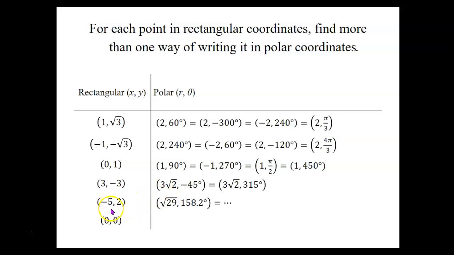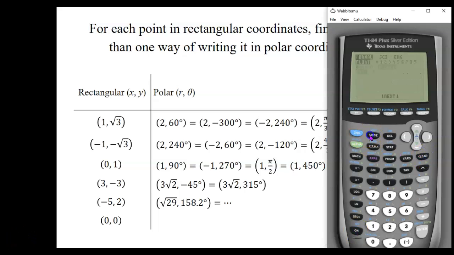For (-5, 2), actually, let's see what the calculator gives us for this one. Right now, my calculator is in degree mode. Let's leave it there for now and see what we get when we go to the angle menu and put in R to P R, that is rectangular to polar, and give me the r coordinate for the point (-5, 2).